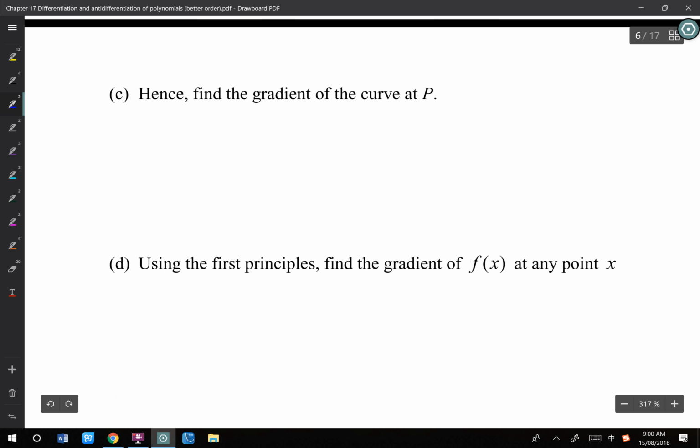Now the next one says, hence find the gradient of the curve at P. When you read this, the gradient of the curve at P, if I want to change that into math notation, I don't want words, I want a math notation. That will be f'(3). So what you're trying to find is f'(3).